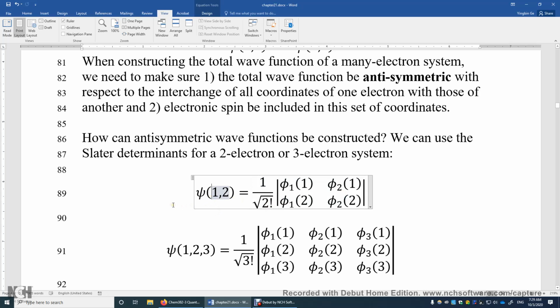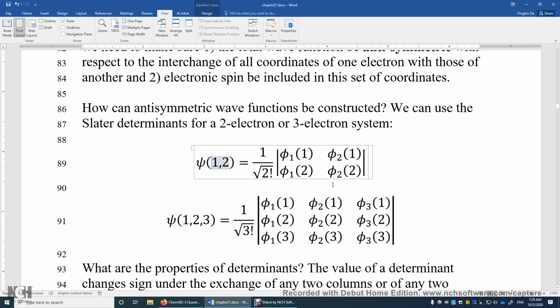What if you have a 3 electron system? Well, this time you need to make a 3 by 3 determinant. You have 3 electrons, right? Electron 1, 2, 3, 1, 2, 3, 1, 2, 3. And then you need to have 3 wave functions, 1 for each electron. And these 3 wave functions have to be different. So let's name them phi 1, phi 2, phi 3. So phi 1, phi 2, phi 3 are 3 different wave functions, 1 for each electron.